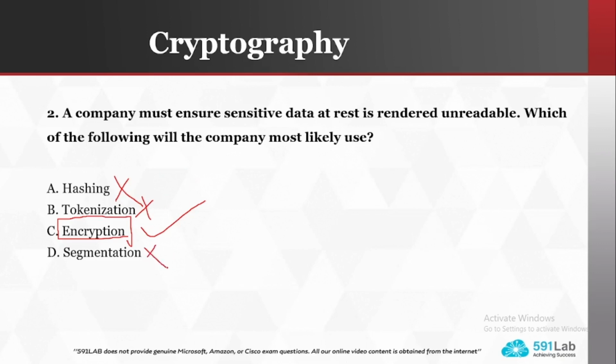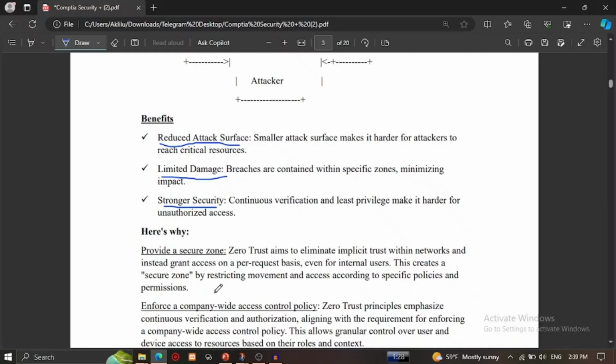Segmentation also could not be the answer because this is simply a strategy used to isolate sensitive data within a specific network segment or system. So this doesn't inherently render the data unreadable at rest. It's an essential security measure, but it's not for direct data protection. So encryption is the correct answer. Let's see this in detail about encryption.